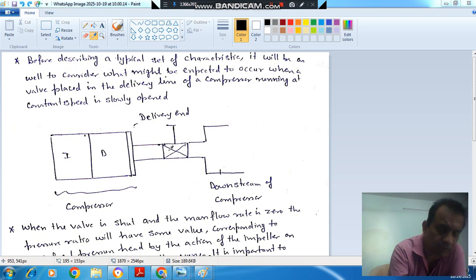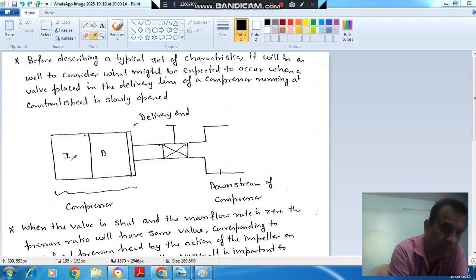Initially the valve is shut down, so that no air is flowing from the outlet of the compressor downstream. Yet there will be some pressure buildup, due to the movement or rotation of the impeller. The air trapped in between the impeller will get pressurized, so there will be some pressure building in the impeller even when the valve is shut down. But there will be no increase in pressure in the diffuser part.